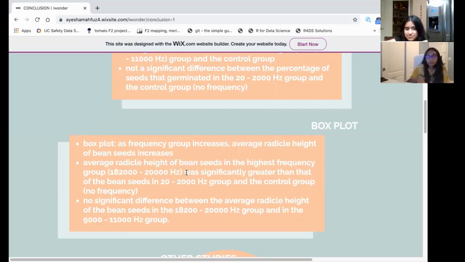highest frequency group was greater than that in the low frequency group and the control group, but the average radical height of the seeds in the high frequency group was not significantly different than the average radical height of the medium frequency group. So again, we grouped it: the medium and the high frequency had a higher average radical height of the seeds than the low frequency group and the control group.